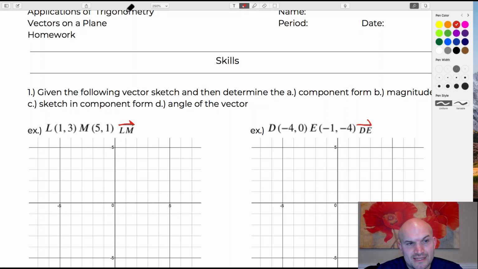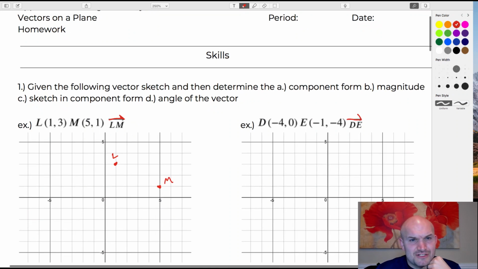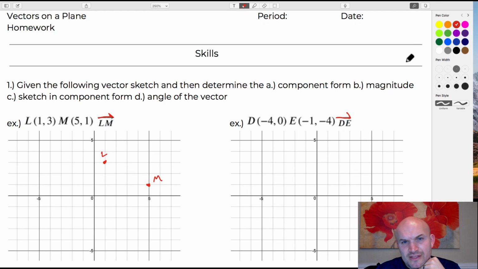So let's plot the point 1, 3. I'm going to go over 1, up 3: 1, 2, 3. I'll label that as L. And then I'll go to M, which is going to be at 5, 1: 1, 2, 3, 4, 5, 1. Okay. It doesn't say to sketch, but given the following vector, sketch and then determine that. Okay, so let's go ahead and sketch the vector.